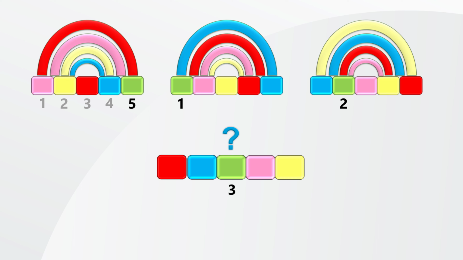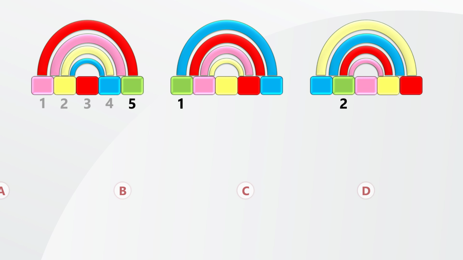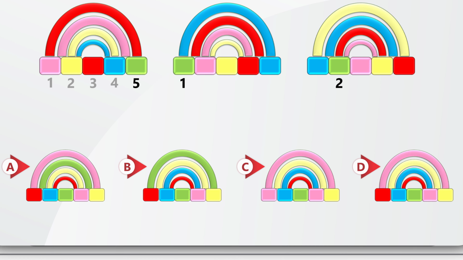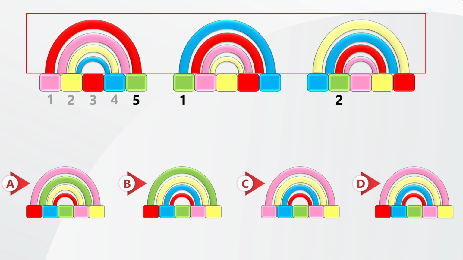But guess what? If you look at the possible choices, you see that in all 4 choices, choices A, B, C, and D, green square is in the middle. So this is not much help. This is why to get to the correct solution, we need to focus on the top sections of the rainbow.